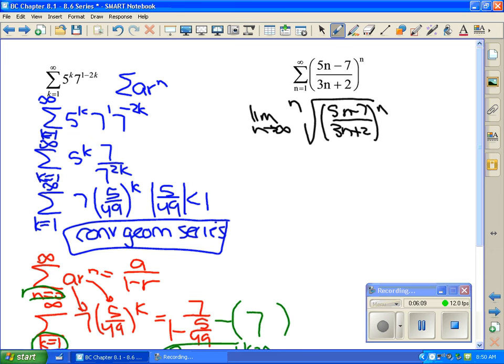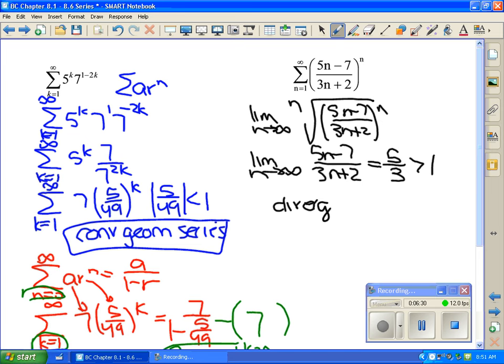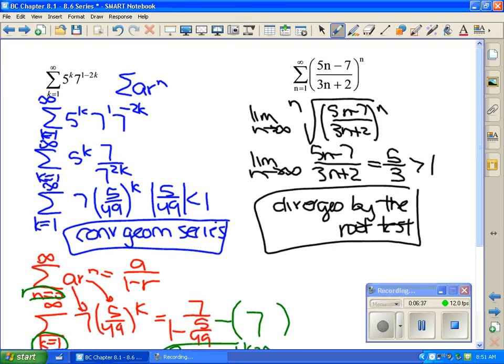So technically you're pretending the inside stuff is like r, and so you're looking at the limit as n approaches infinity of 5n minus 7 over 3n plus 2. Now, that equals 5/3. So you can think of it geometrically and say, okay, if r was equal to 5/3, then that would be greater than 1. And so this one diverges by the root test. Now, for the root test, if it's less than 1, it converges, and if it equals 1, it's inconclusive.